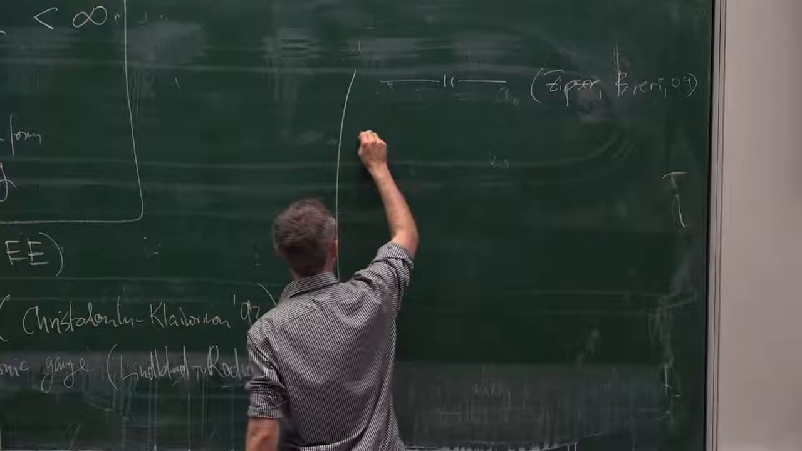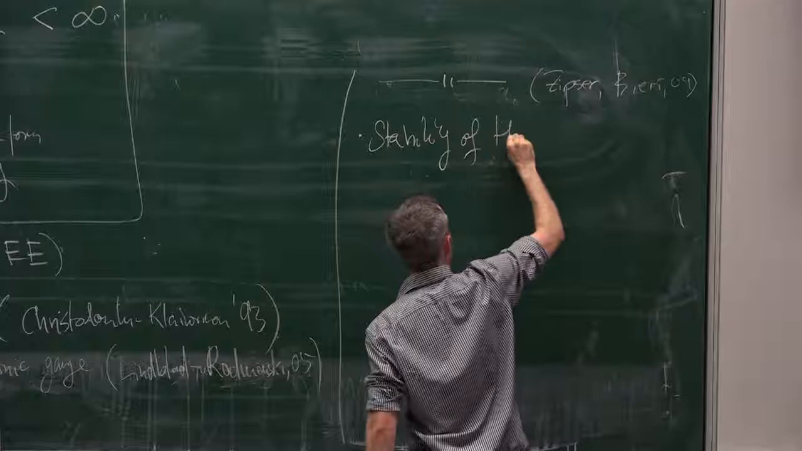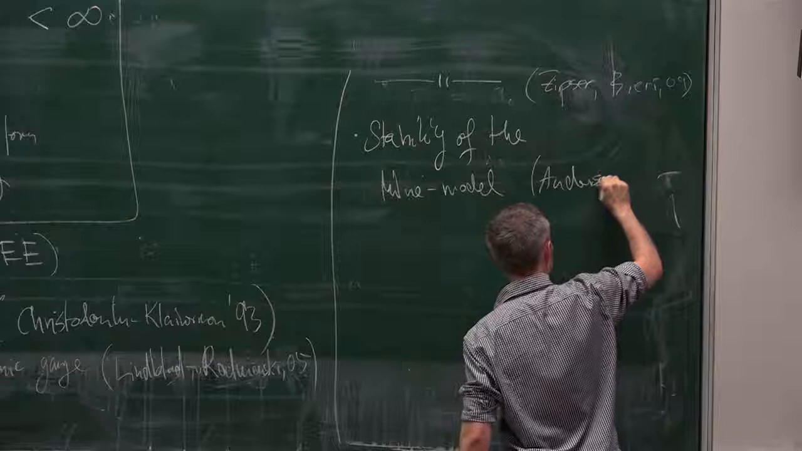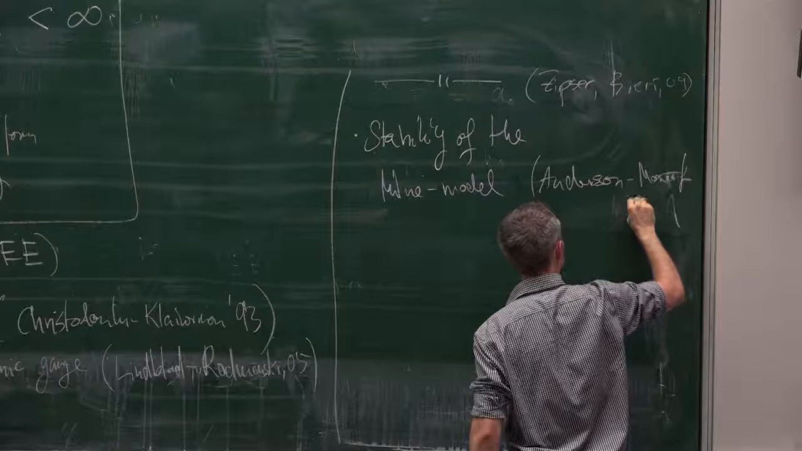And another result is the stability of the Milne model that we will discuss later. That's also a solution to the Einstein vacuum equations. That's by Andersson and Moncrief in '11.